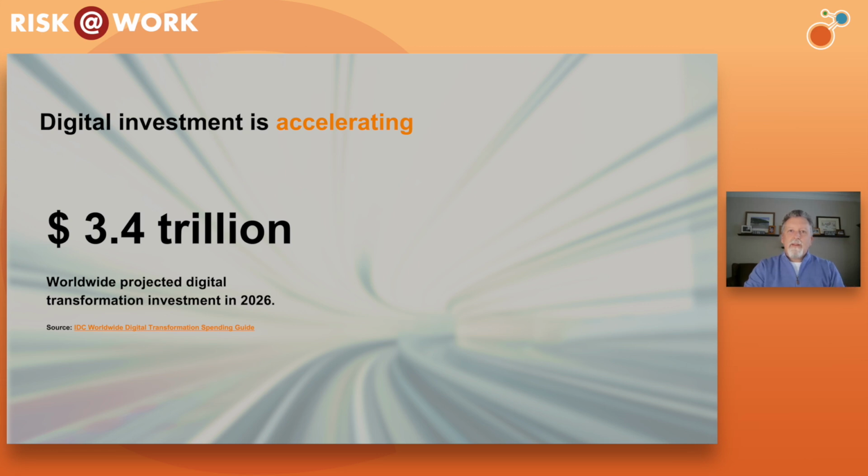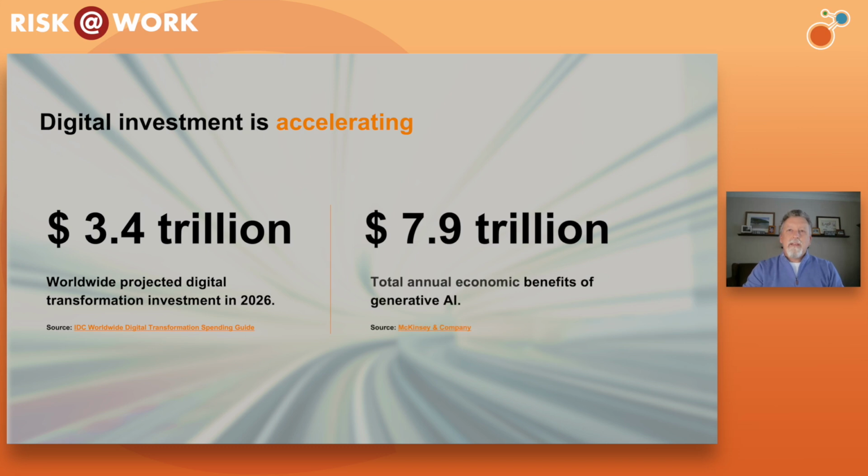So in 2 short years, we're going to see that amount of money pouring into the digital environment. And coupled with that is what McKinsey has to offer here, the total annual economic benefits of generative AI. I view generative AI as one of the primary sources of great digital risk today, given all the hype around it, but also just the new use cases and new uses that it's creating in organizations. But the total economic benefits that McKinsey and Company pegs for digital, $7.9 trillion.